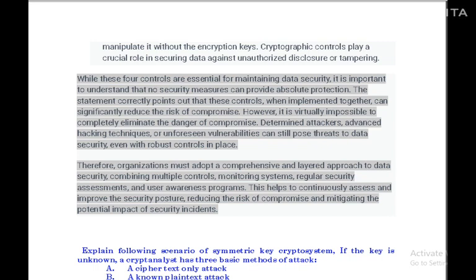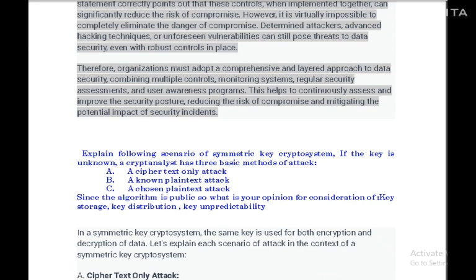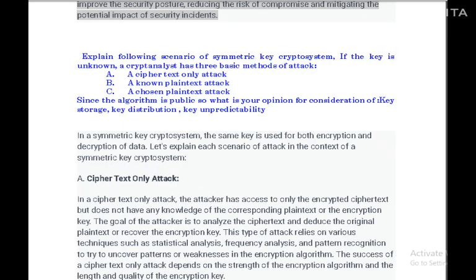A determined attacker, advanced hacking techniques, or unforeseen vulnerabilities can still pose a threat to data security even with robust controls in place. Therefore, organizations must adopt a comprehensive and layered approach to data security, combining multiple controls, monitoring systems, regular security assessments, and awareness programs. This helps to continuously assess and improve the security posture, reducing the risk of compromise and mitigating the potential impact of a security incident. Later, we will continue with the next question.